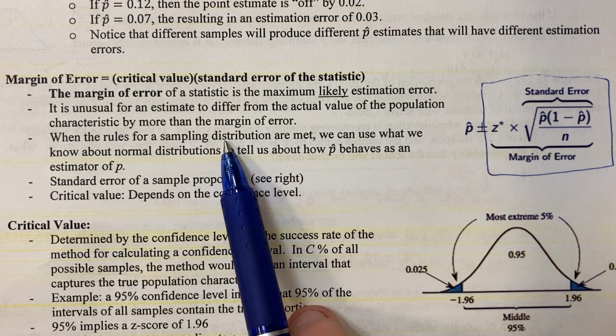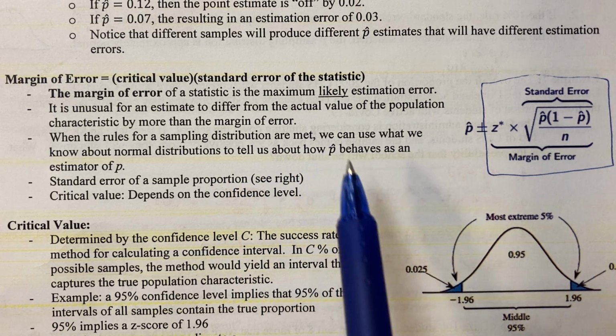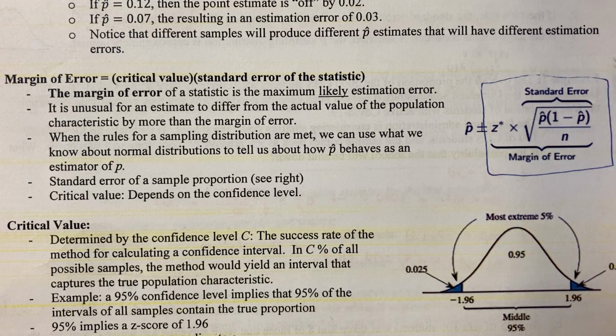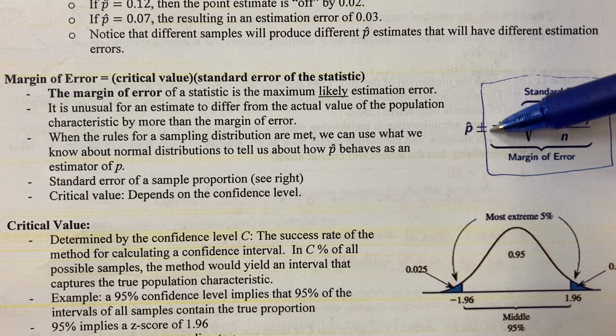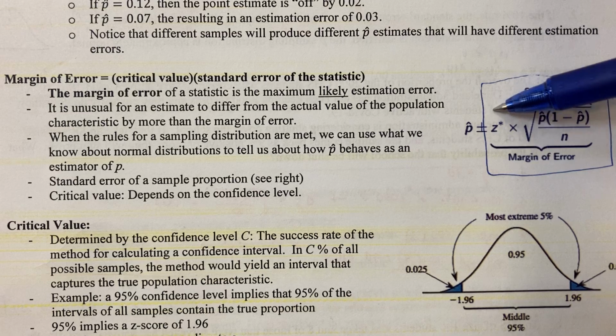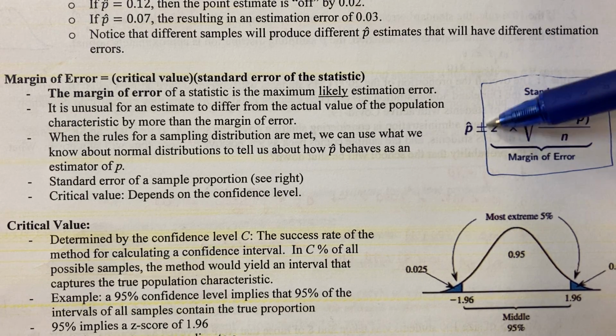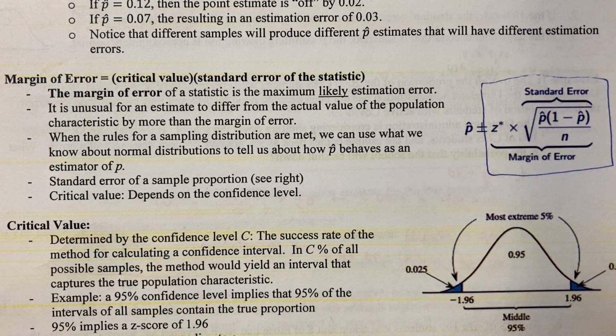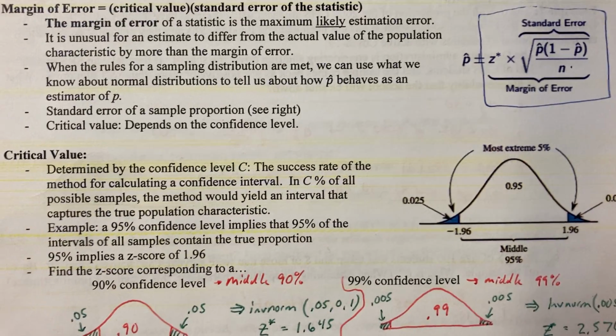When rules 1, 2, and 3 for sampling distributions are met, we can use the normal distribution to find margins of error. This is broken down into what is called a critical value. It's the first time we saw that. I'll explain what that means in just a moment. The margin of error is your critical value times your standard error. And we use p hat in here for this calculation, and the sample size. We'll do some examples. It should all come together.